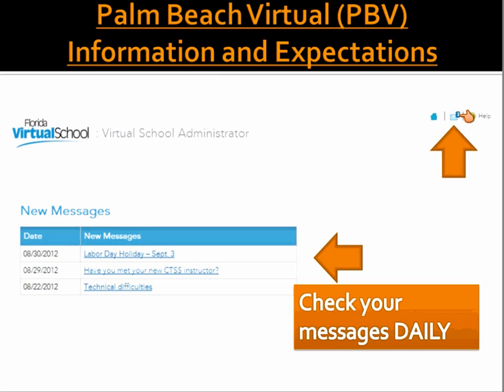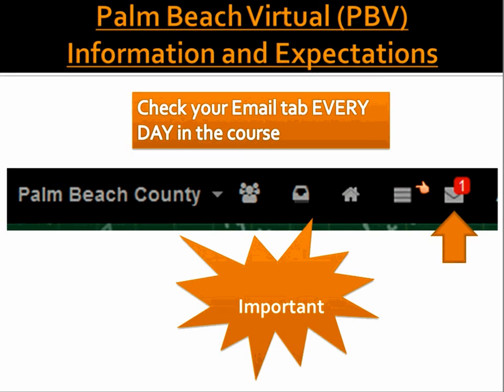There are two ways that you will be receiving messages. One is at your VSA dashboard. At the top, you will see an envelope. When there is a number next to it, that means you have email. The other way you'll be receiving email is directly in your course. You may use the email button on the left or in the black bar across the top where you see the envelope. When you see the red number, it means you have an email. We send important information in both places.